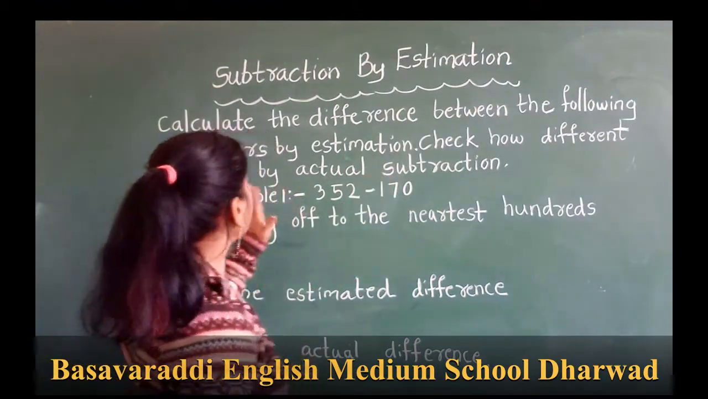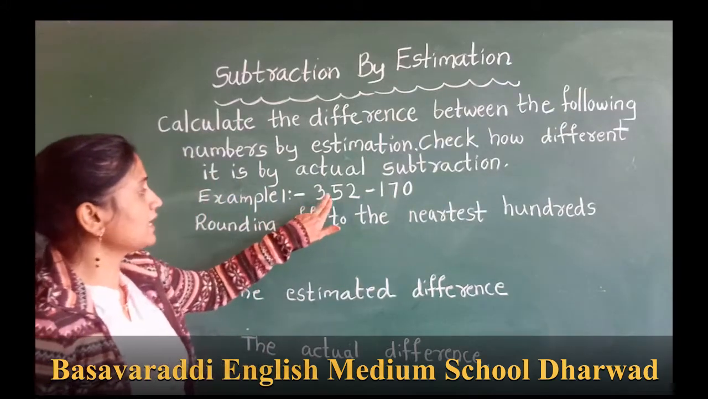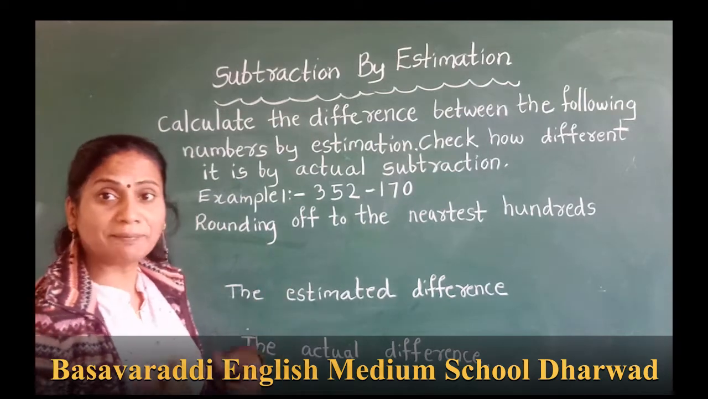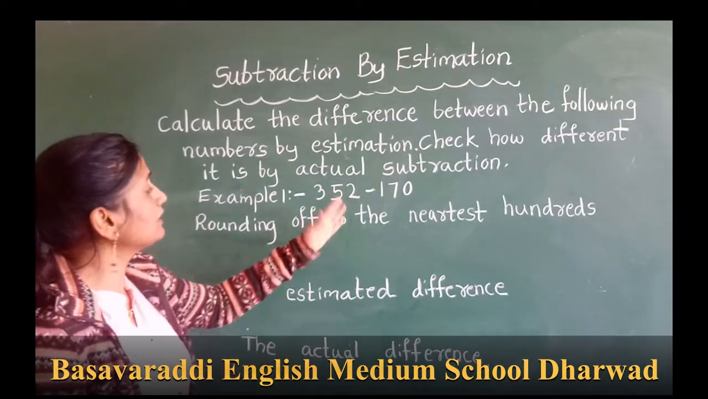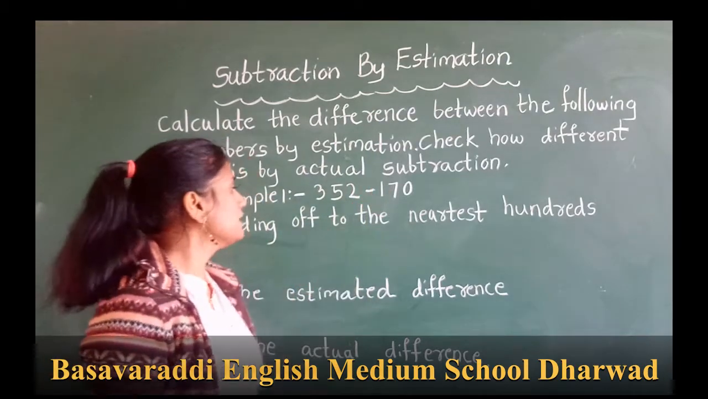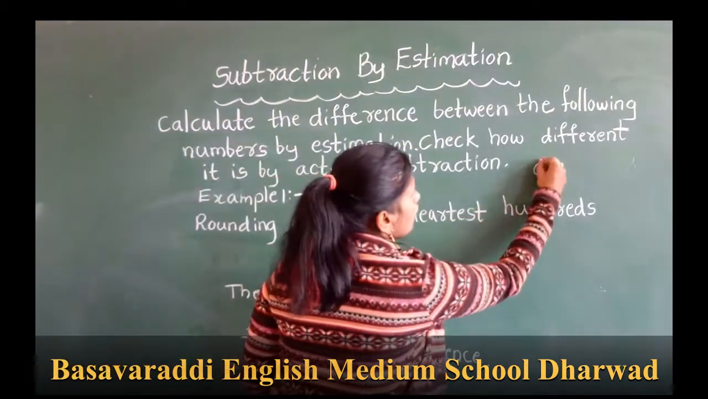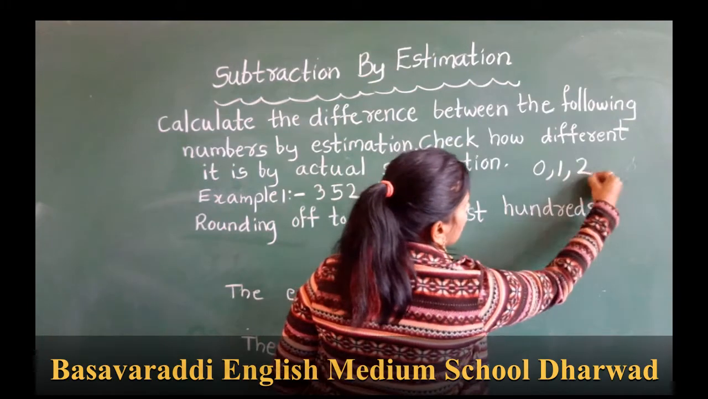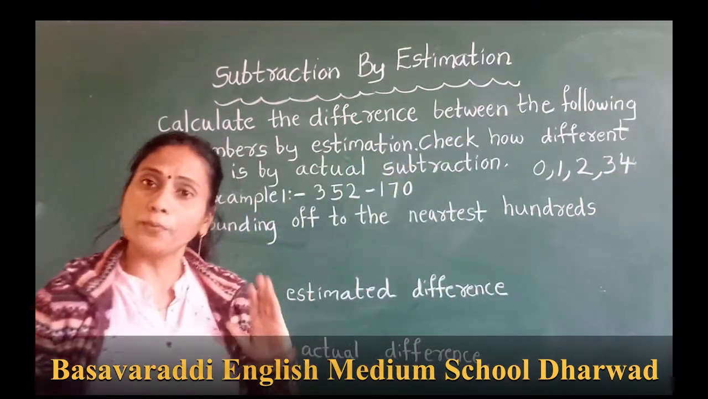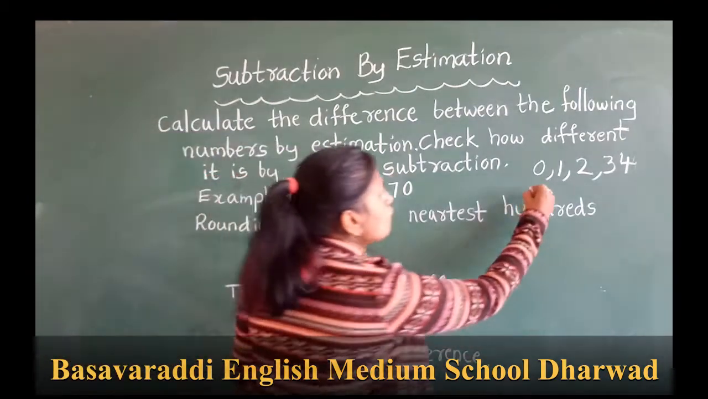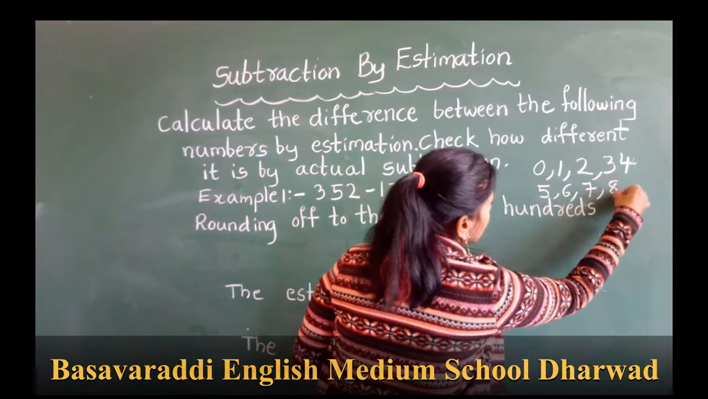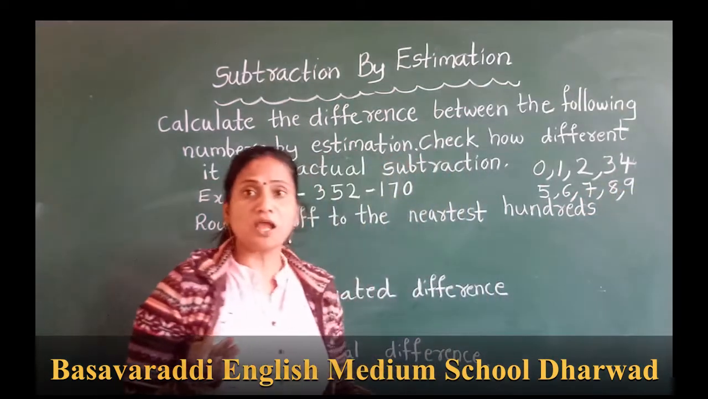Okay. So for example, I am taking 352 minus 170, and here we are estimating the numbers. Now 0, 1, 2, 3, 4 is a push down. Then 5, 6, 7, 8, 9 is a push up.